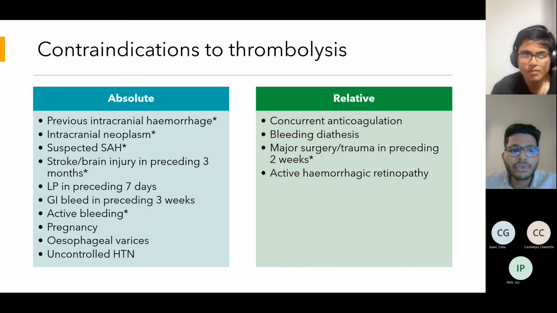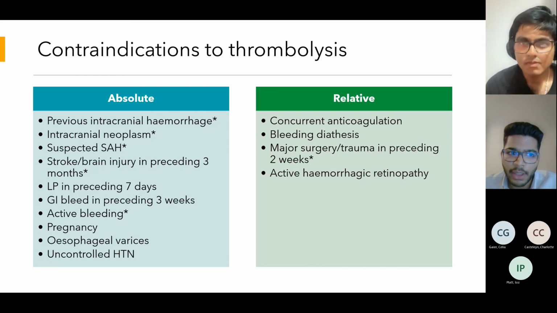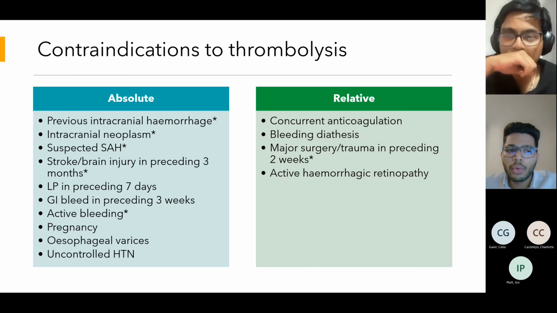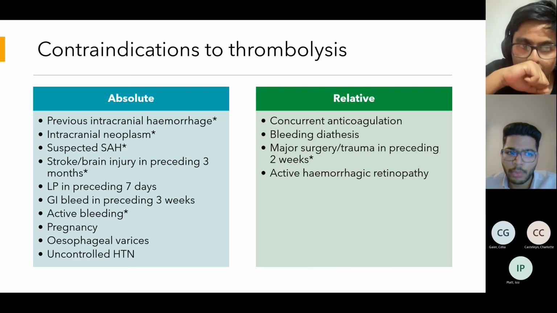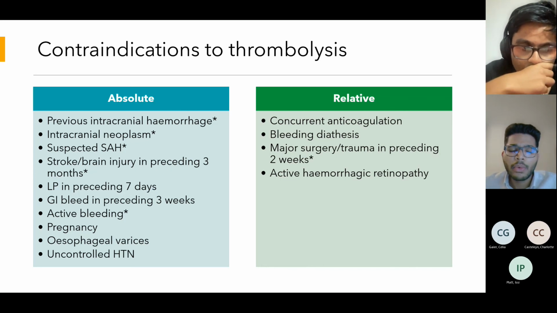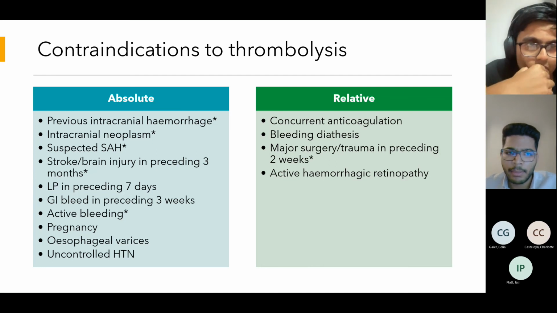Just a couple of absolute ones. So if somebody's had a brain bleed, don't give them thrombolysis. They're predisposed to having another one. This is an important one that people don't often know about. If they have a brain tumor, brain tumors have all kinds of weird blood supplies that are prone to bleeding. Don't thrombolyze them. If they've had a stroke or a brain injury in the preceding 3 weeks, don't thrombolyze them. If they've had major bleeding, like a GI bleed, they're actively bleeding now, or if they've had a lumbar puncture in the past 7 days, don't thrombolyze them because you run the risk of them bleeding into their subarachnoid space where they've had their lumbar puncture.